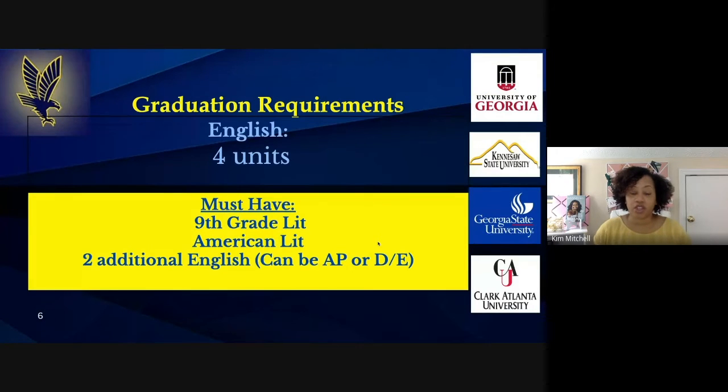So 4 English. You must have 4 English. 2 of the 4 must be 9th grade lit and American lit. The other 2 can be anything else, but you have to have 9th grade lit and American lit. Here at Eagles Landing High School, we typically have 9th lit in the 9th grade, world lit in the 10th grade, American lit in the 11th grade, and British lit in the 12th. But some students start taking dual enrollment classes, so those can count. Or AP classes, but you must have within your 4 units of English, 9th grade lit and American lit.